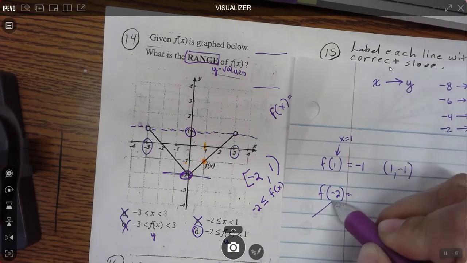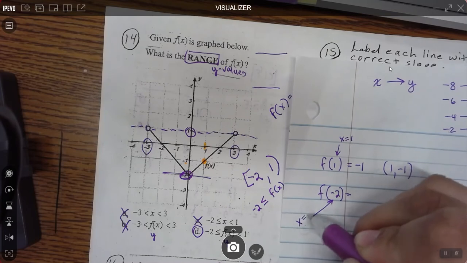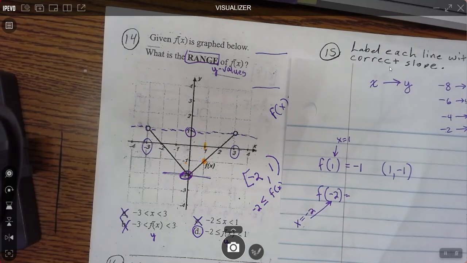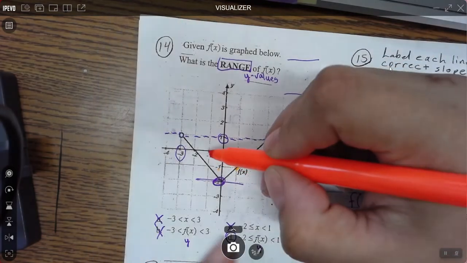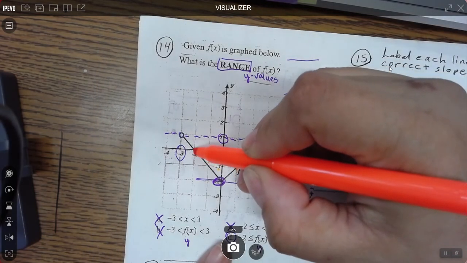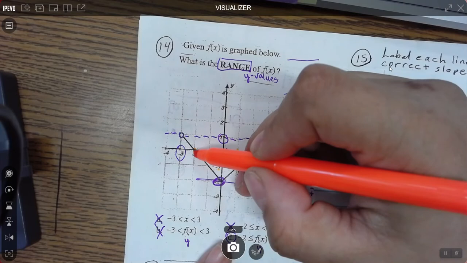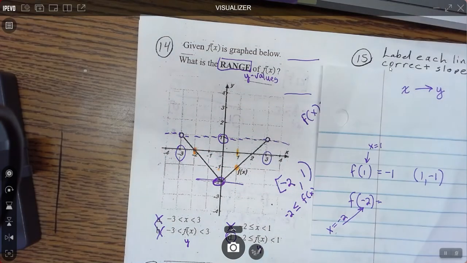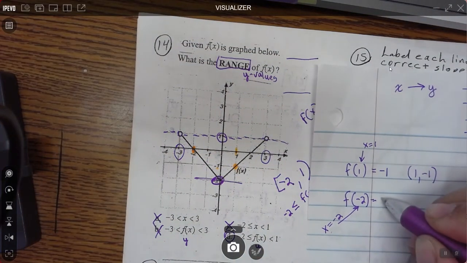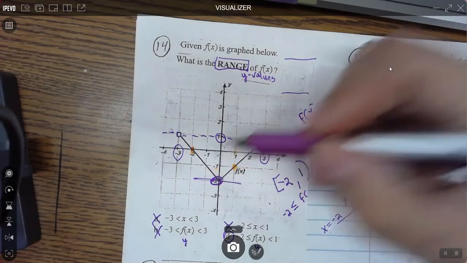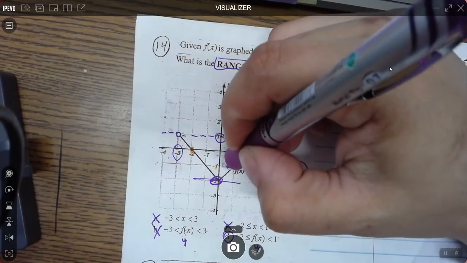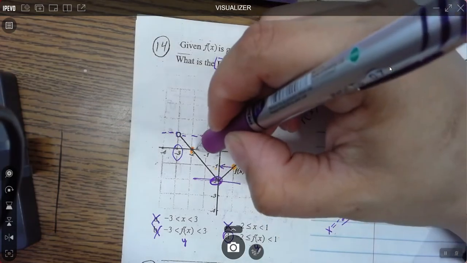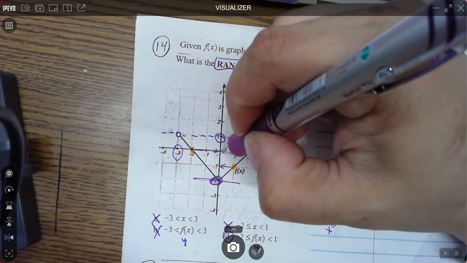Once again, that is x equals negative 2. So we go to the x-axis at negative 2, negative 1, negative 2. And in fact, it touches the function right there. So the y value is 0, right? So this point is negative 2 comma 0. And so this one goes to negative 1, and this one goes to 0.